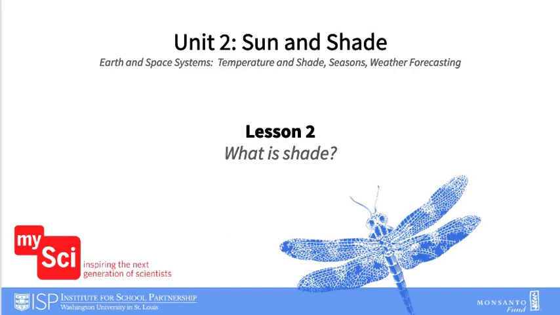Welcome to Lesson 2 in Unit 2, Sun and Shade. In this lesson, students will answer the question, what is shade? Students explore shadows with flashlights and outside with the sun. They also design sunshades for Mr. Bear, and then redesign to improve the sunshades.